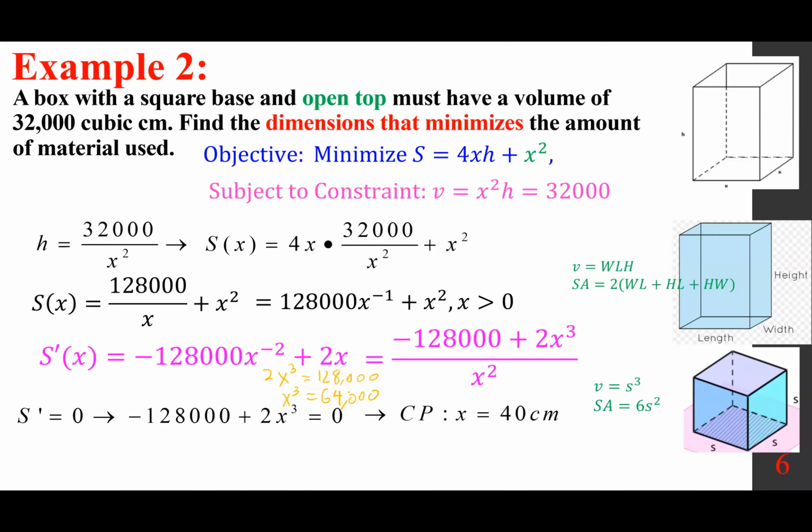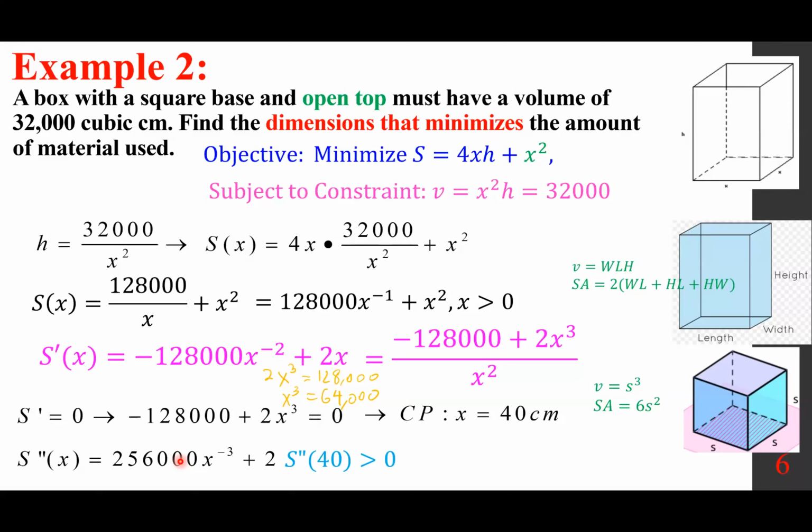And you always write units if units are given. Now, to prove this is a max or min, you have to go with the first or second derivative test. Remember, first derivative test requires a sign graph. So let's go with the second derivative test. Here's S prime. S double prime would be the product of these two, which is positive 256,000 x to the power minus 3 plus 2. Now we have to plug in 40 and it becomes positive.